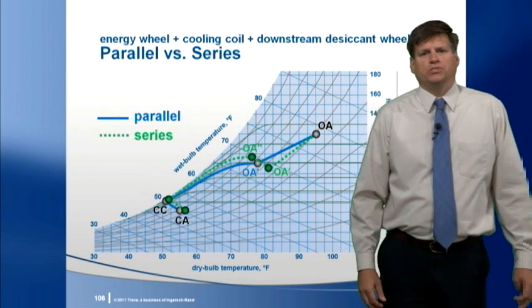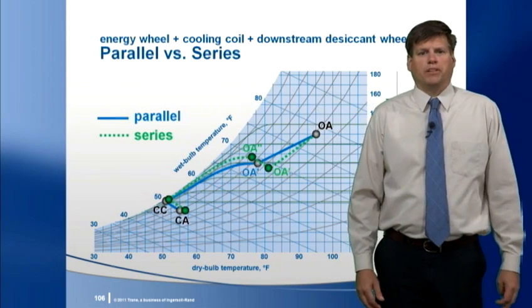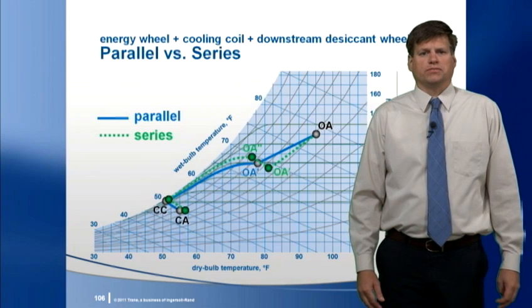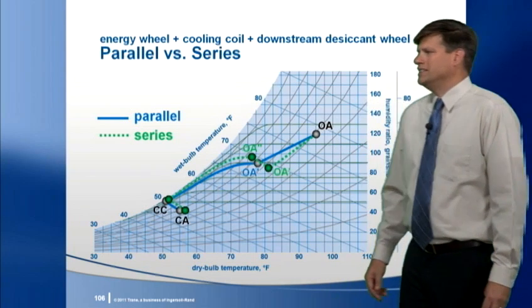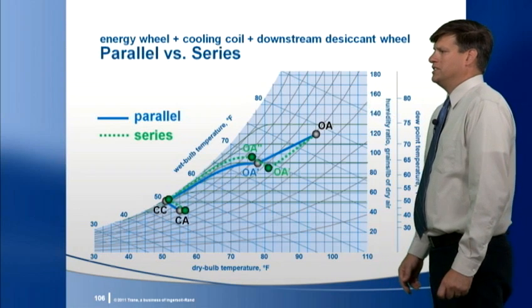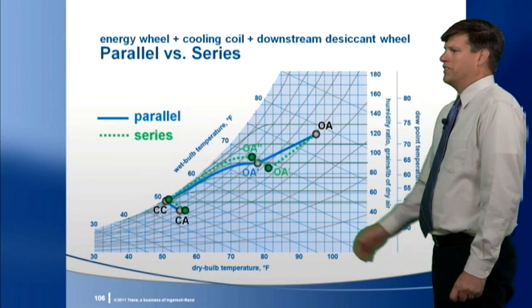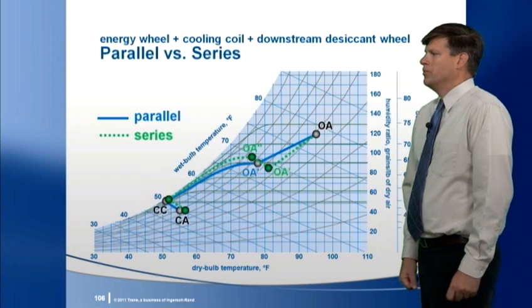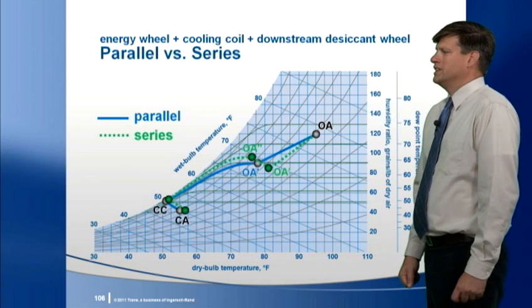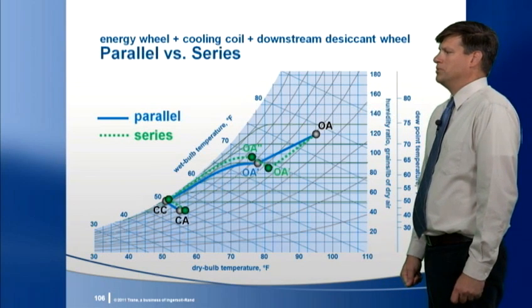Here's a comparison of the two downstream desiccant wheel paths, parallel and series, on the same chart. On this design day, you can see the paths are different, but the end results are very similar. Both achieve the desired dew point at about the same leaving air dry bulb.